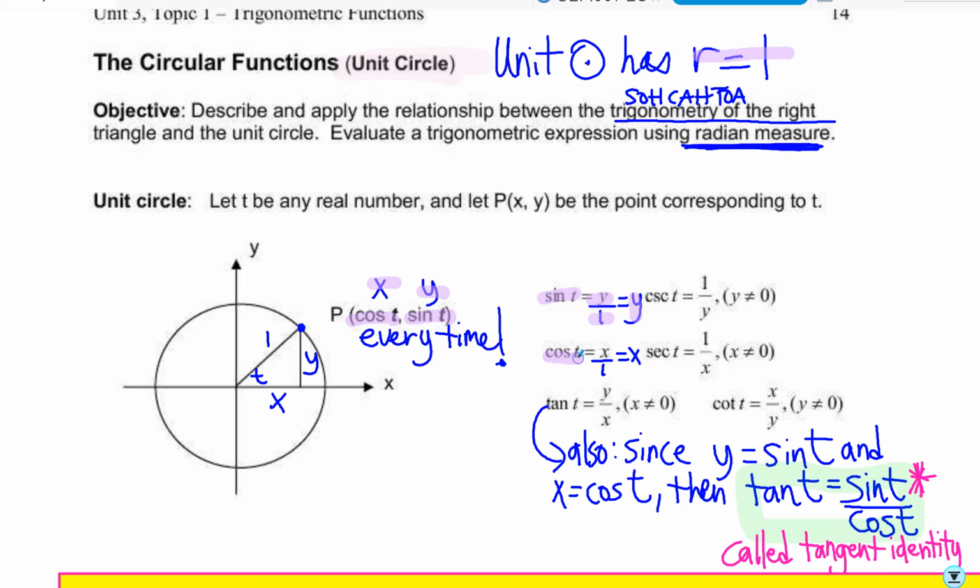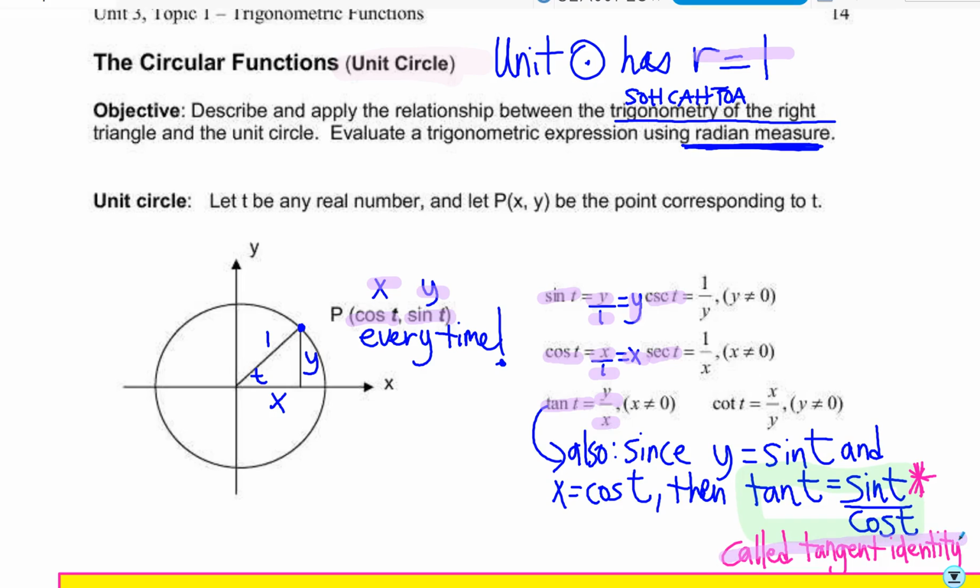Cosine of the angle is going to be x over r. R is 1 again. So x over 1 is x. If I do cosecant, which is the reciprocal of sine, it's not going to be y over 1, but 1 over y as long as y isn't 0. Same with secant as the reciprocal of cosine, 1 over x. And then we have tan, which is a measurement of y over x. It's opposite over adjacent.